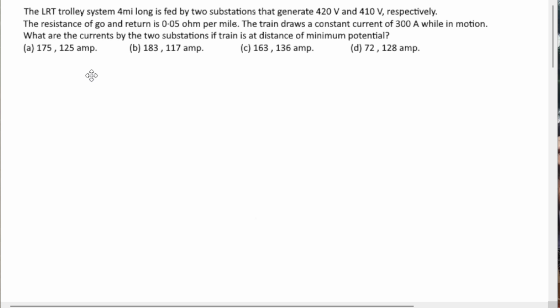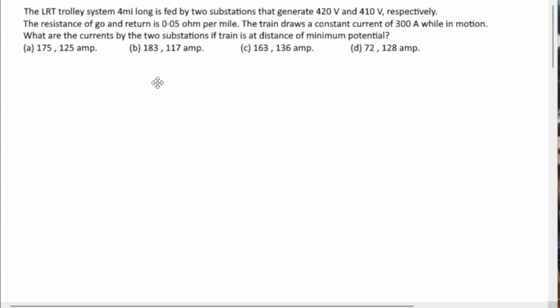The LRT trolley system, 4 miles long, is fed by two substations that generate 420 and 410 volts respectively. The resistance of go and return is 0.05 ohm per mile. The train draws a constant current of 300 amperes while in motion. What are the currents by the two substations if the train is at a distance of minimum potential?